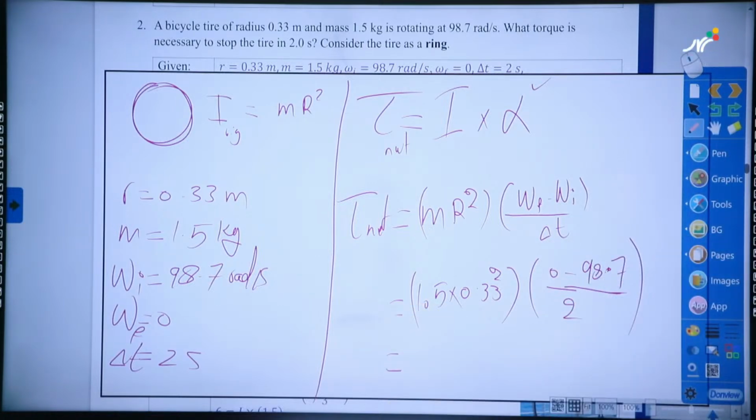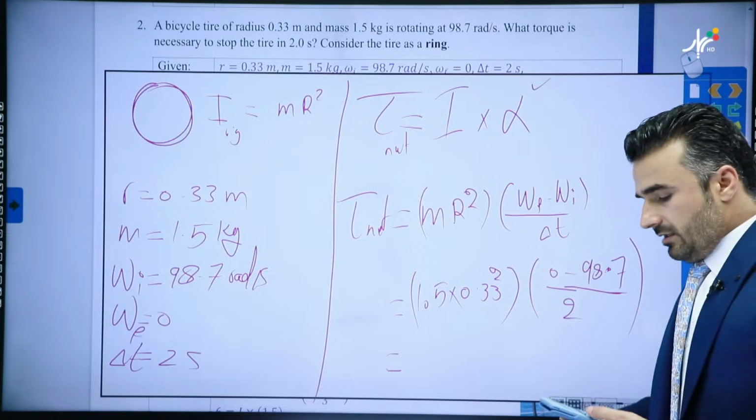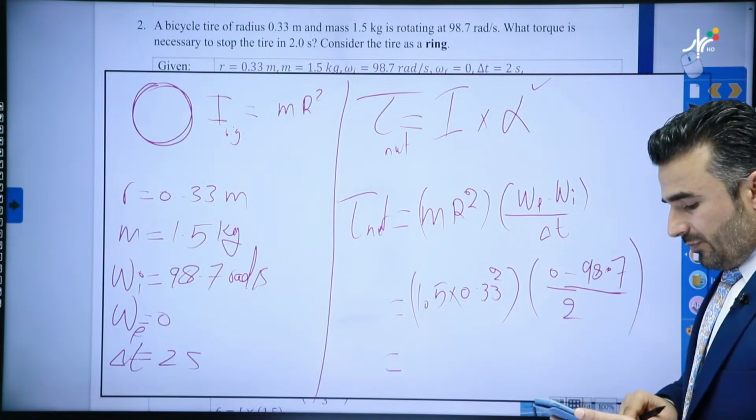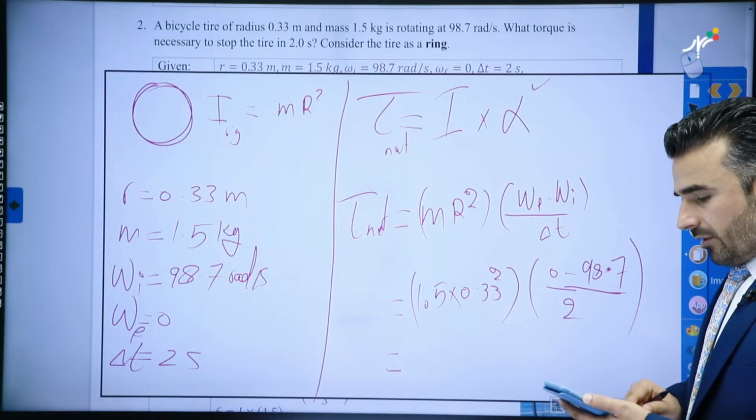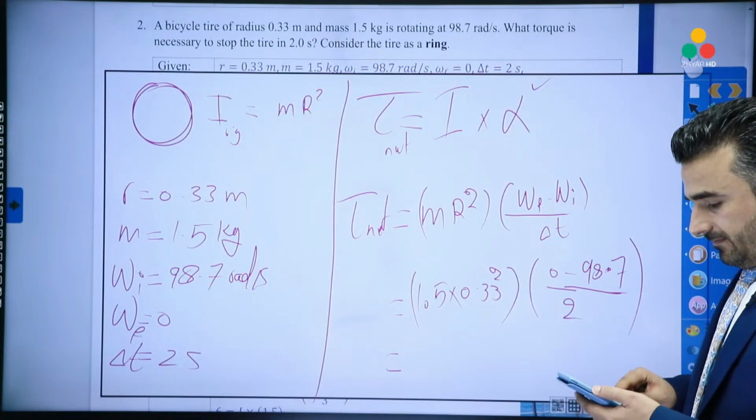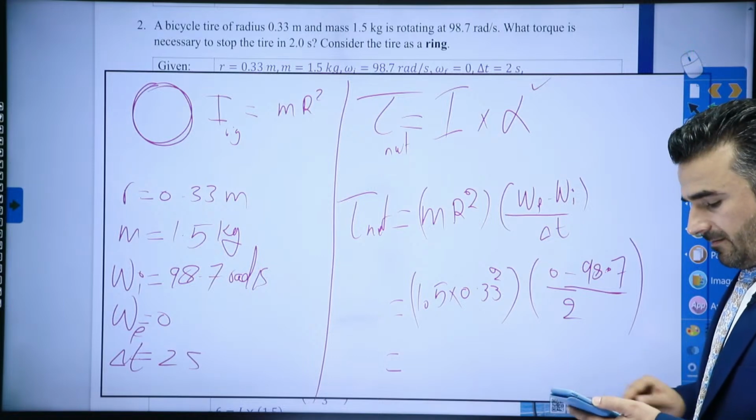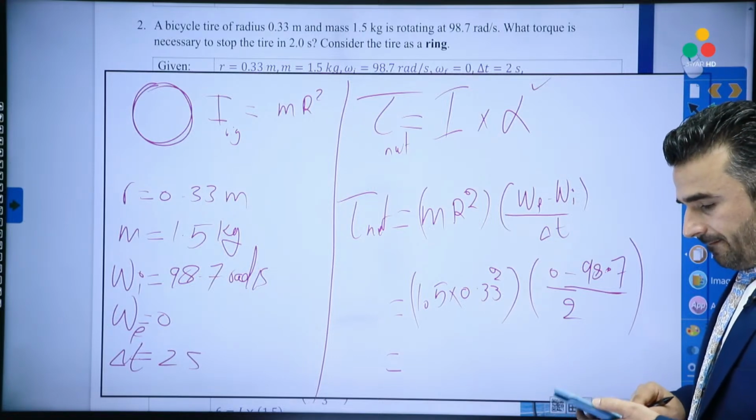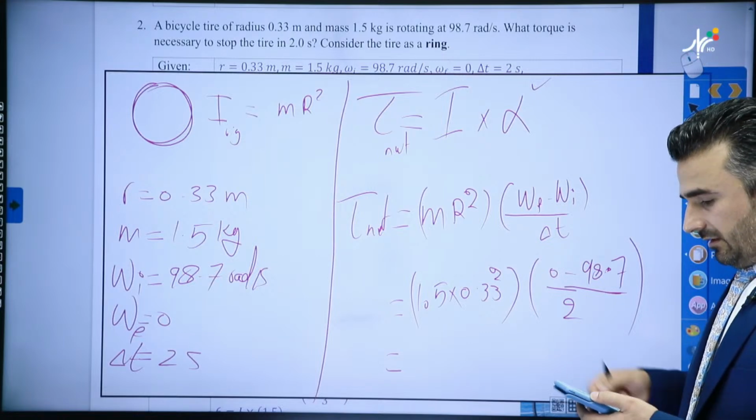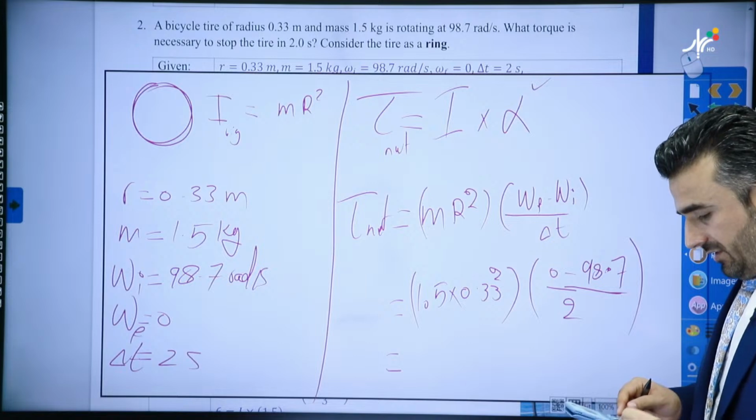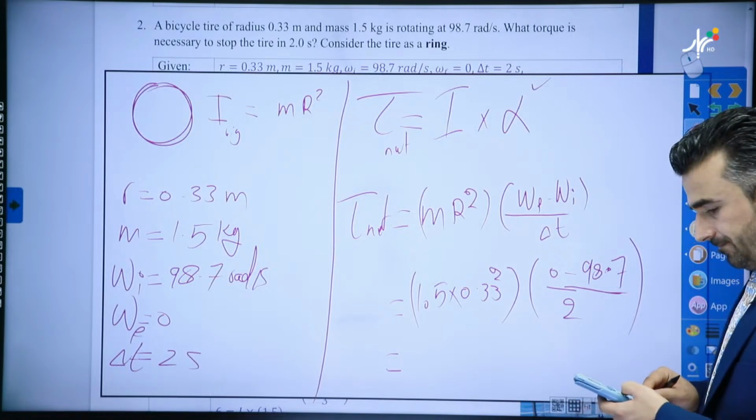That means the wheel is going to slow down. So let me do it. 1.5 multiplied by 0.33 squared, only the radius squared, don't forget. I think I didn't get it. 1.5 multiplied by 0.33 squared. Okay, that is basically 0.16 multiplied by, let's open a bracket.